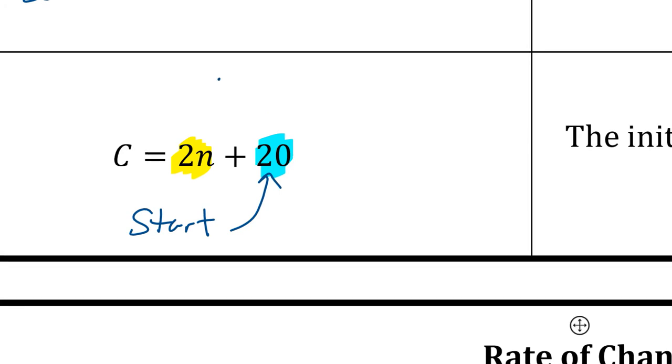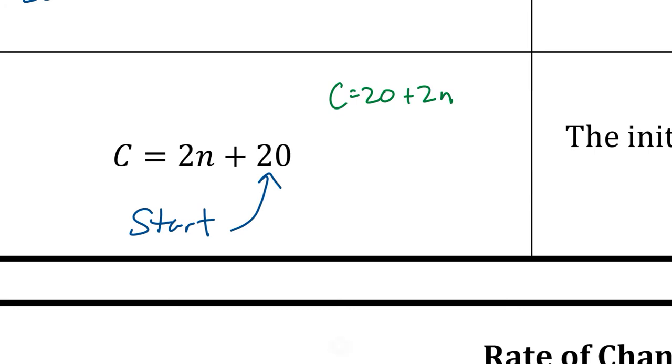I mean, that's the other way you can think about it. If I put 0 in for n, 2 times 0 is 0. That whole part is gone. And this is what we start at, right? But it's probably easier to just remember it's the number without a variable beside it, because if it has a variable beside it, it's going to change. So the start is 20 there. And don't forget, I could write it like this.